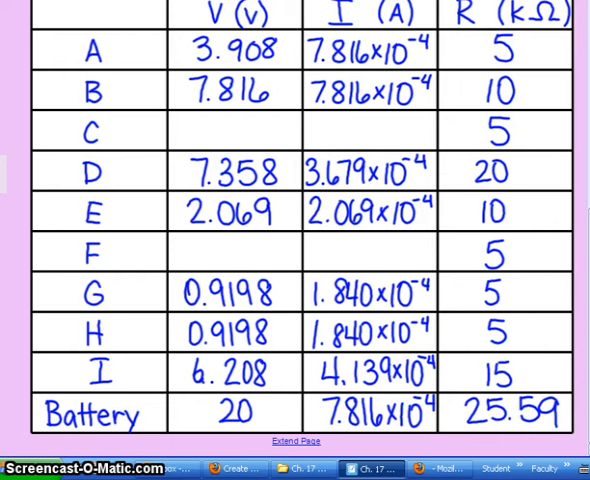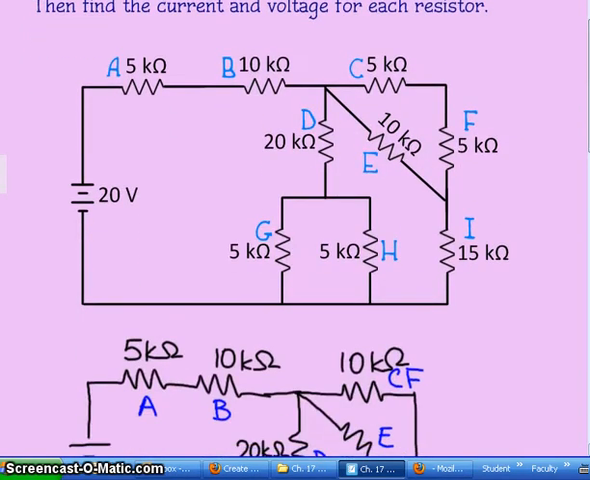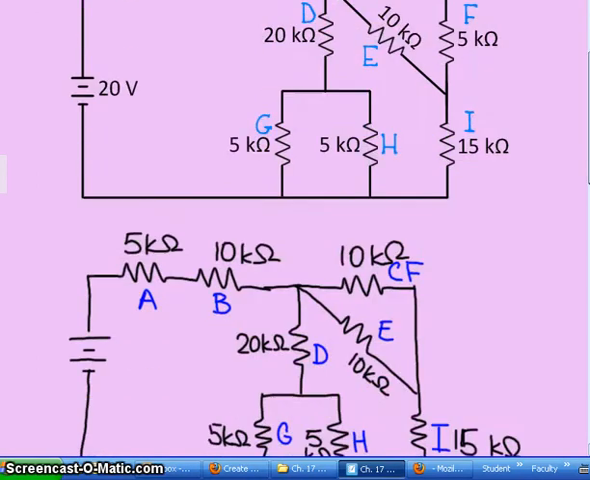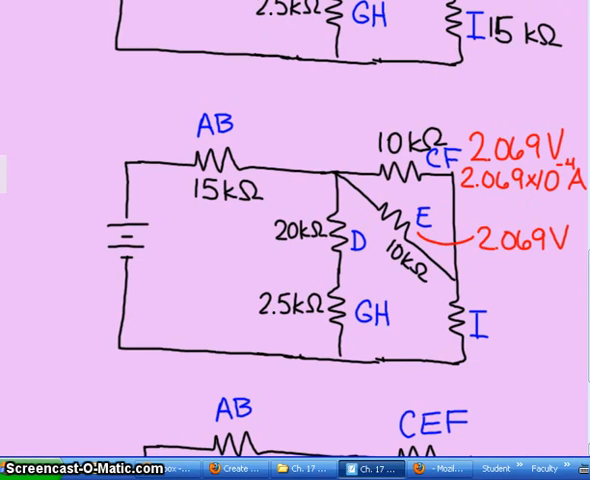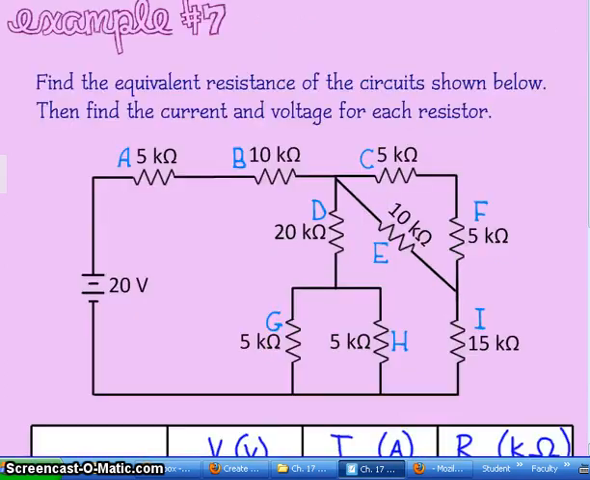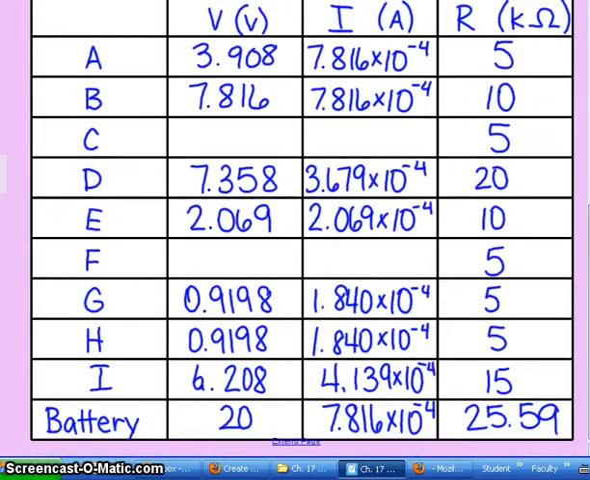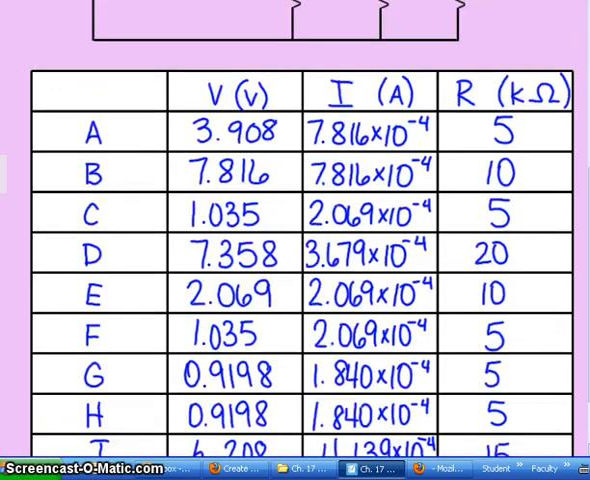Down to two resistors left. The last two are C and F. They were in series, so they have the same current as CF. 2.069 times 10 to the negative fourth amps. And then I can calculate their voltage, which is 1.035.